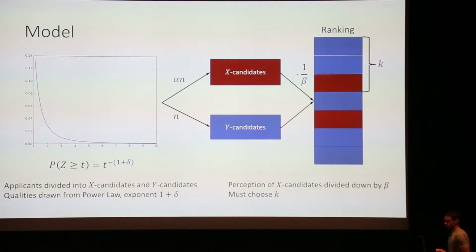Okay, so the way that our model is going to work is that you have to interview k people. Naturally, you would just pick the top k in this ranking. Okay? And because there's some bias against these x candidates, it's not going to be a true ranking. There's going to be some skew in it.